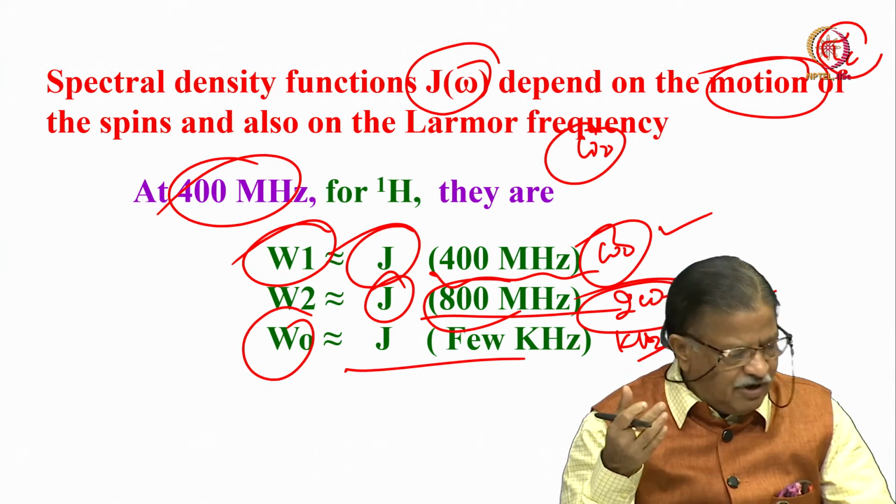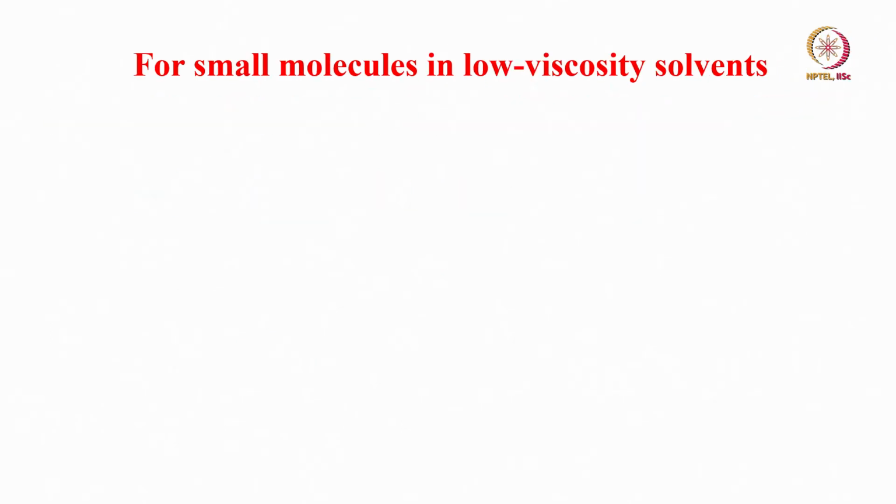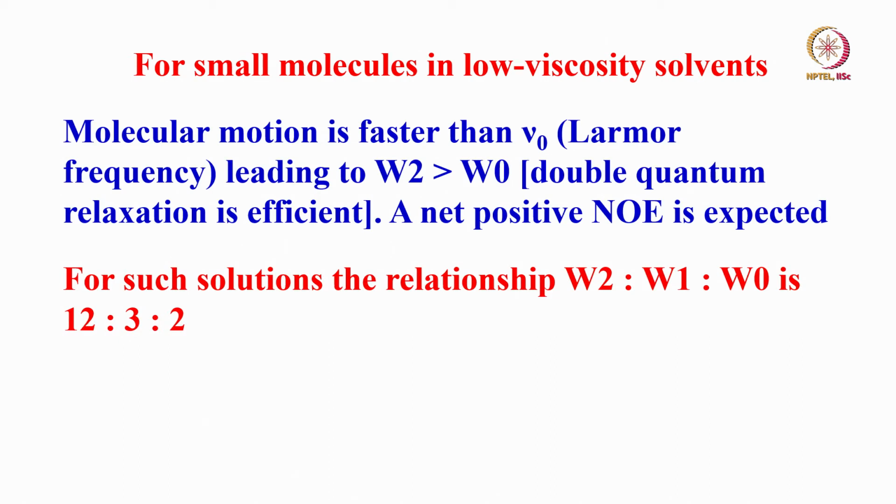Of course, we also know it depends upon tau c. Later, if there is a possibility, we can touch upon it. So, J omega gives the distribution of the frequency of oscillations of the oscillating dipolar interaction over a wide range. Okay. And for small molecules in low viscosity solvents, molecular motion is faster than the Larmor frequency.